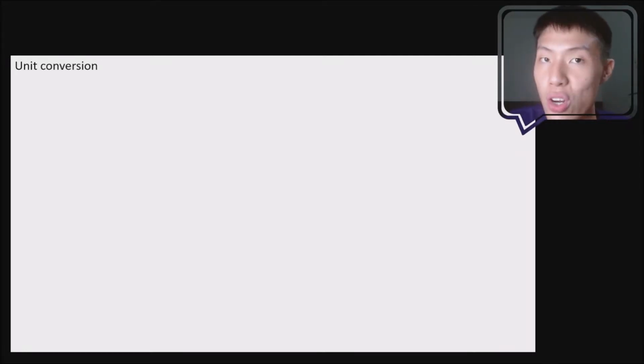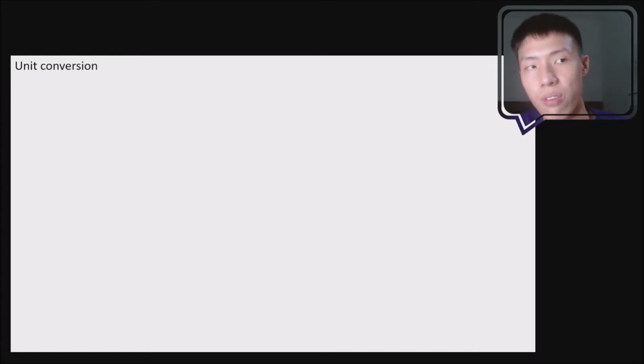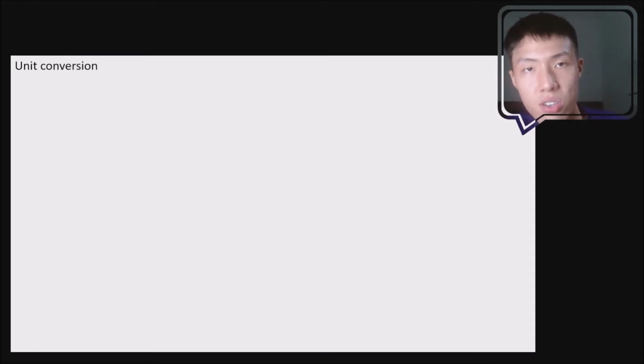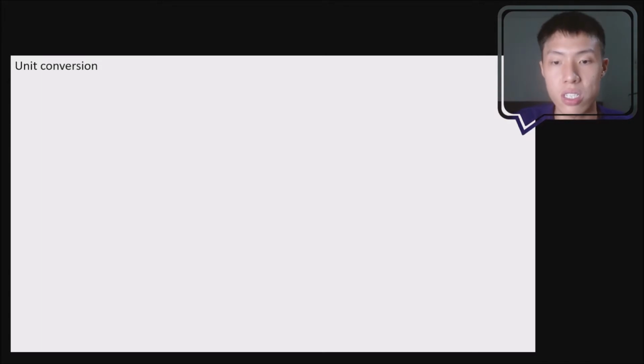Now we are going to talk about unit conversion. Well, there's not much theory behind unit conversion. It's just that a physical unit, let's say time, can have different units. You can have hours, seconds, minutes, years, decades, centuries. So there are many different kinds of units which we can use to measure a certain physical quantity.